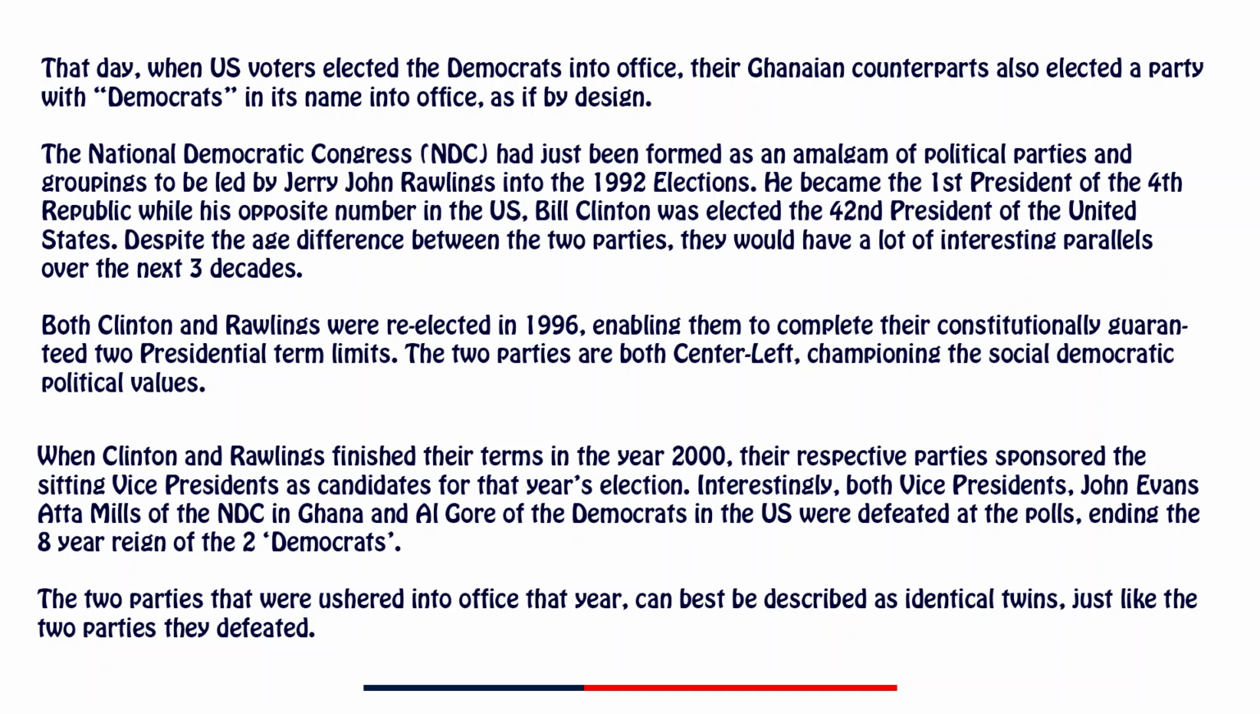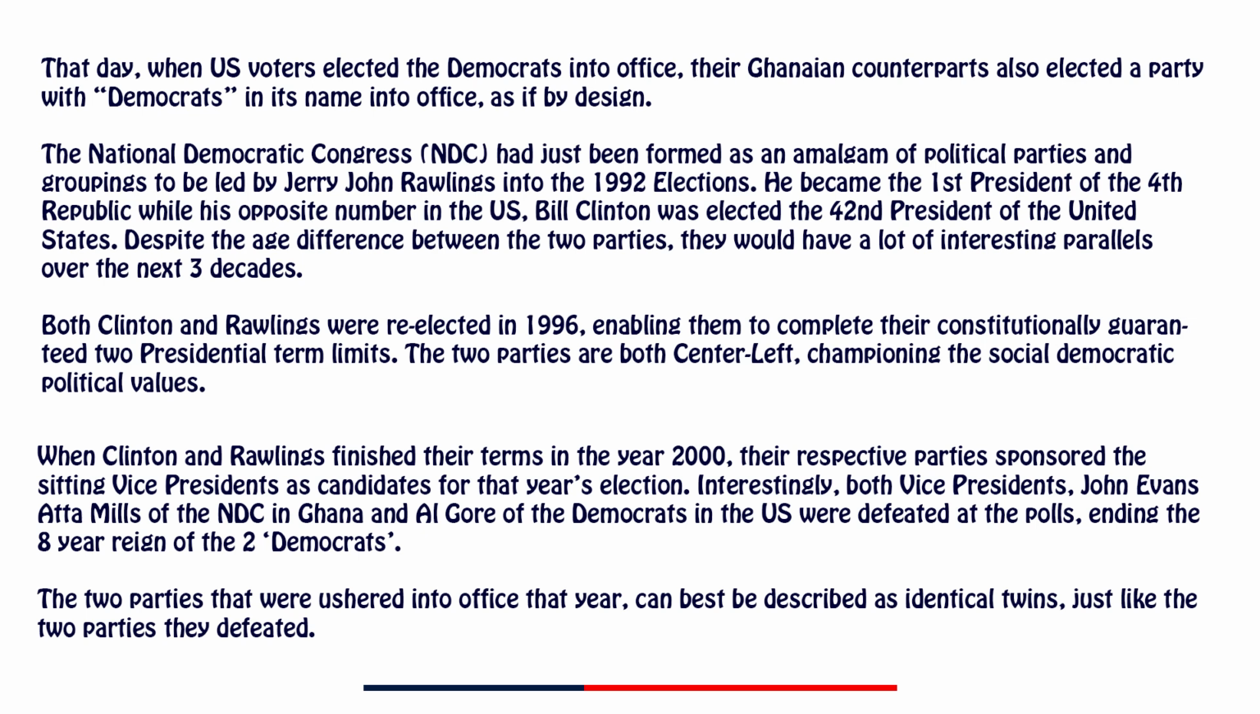That day, when US voters elected the Democrats into office, their Ghanaian counterparts also elected a party with Democrats in its name into office, as if by design. So you see, this is a striking similarity. The National Democratic Congress, NDC, had just been formed as an amalgam of political parties and groupings to be led by Jerry John Rawlings into the 1992 elections.